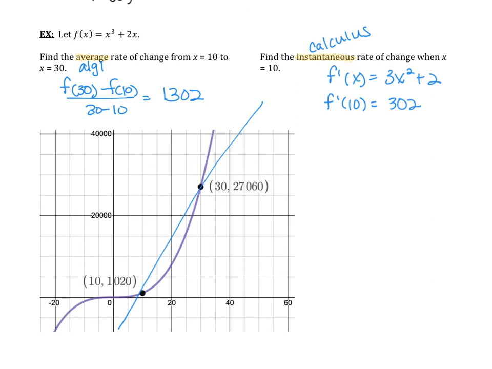This rate of change, if I were to draw it, is the tangent line right here at x equals 10. So that should be pretty straightforward.